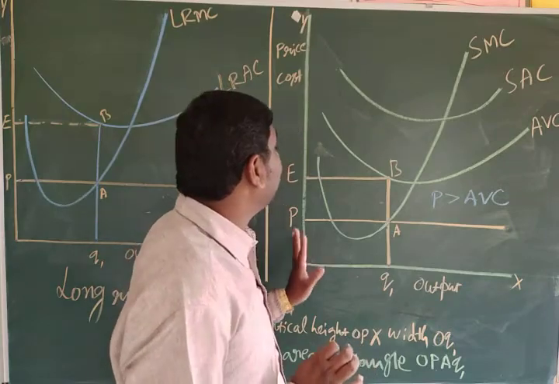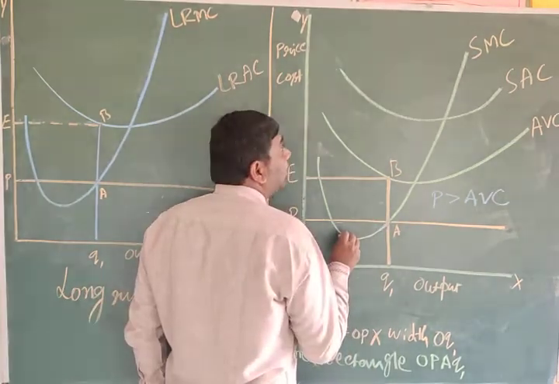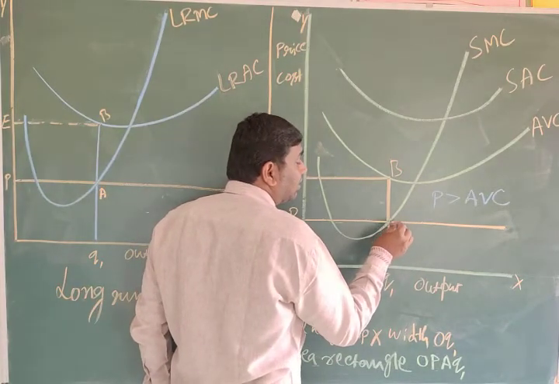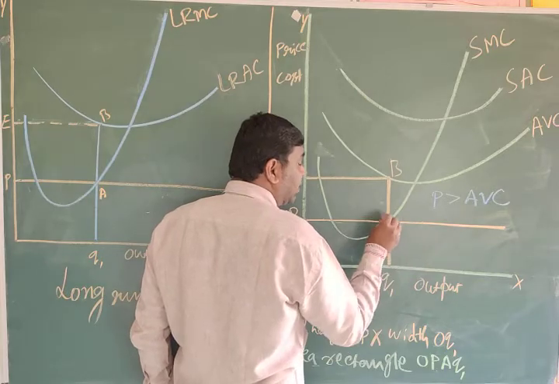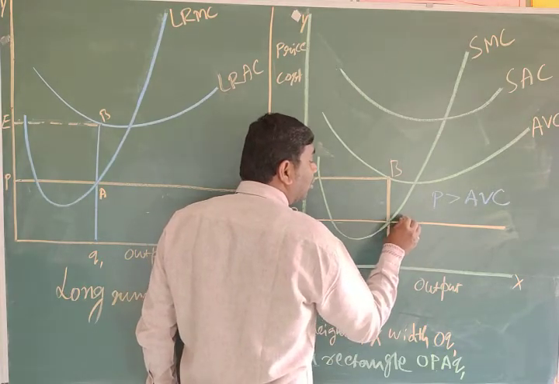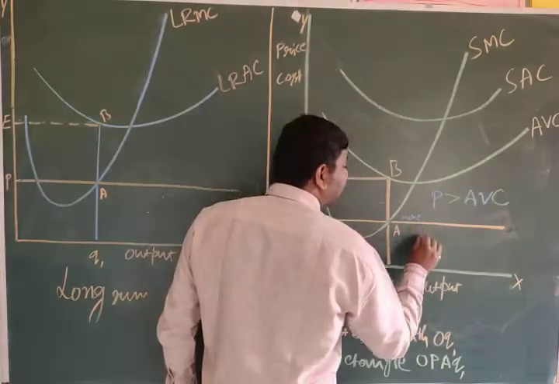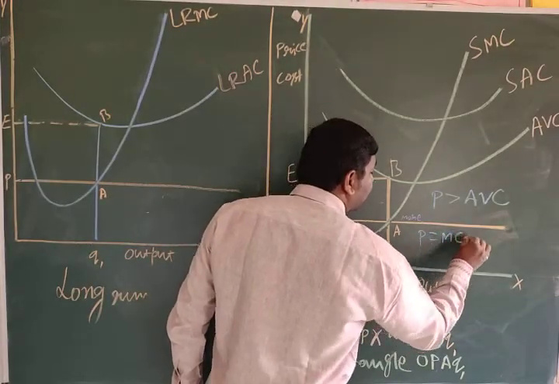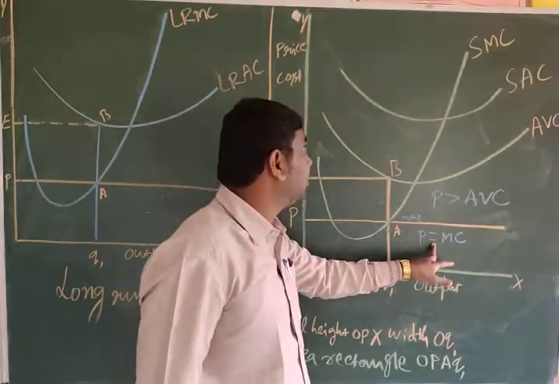But here you can observe this is the price line. Here the marginal cost curve just intersects the price line at the point A. Otherwise the cost would be more; here price should be equal to marginal cost. The first condition is clear: price should be equal to marginal cost.